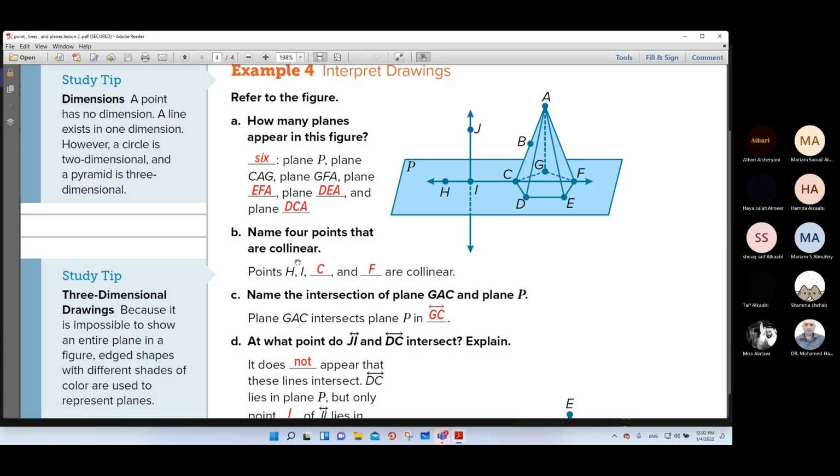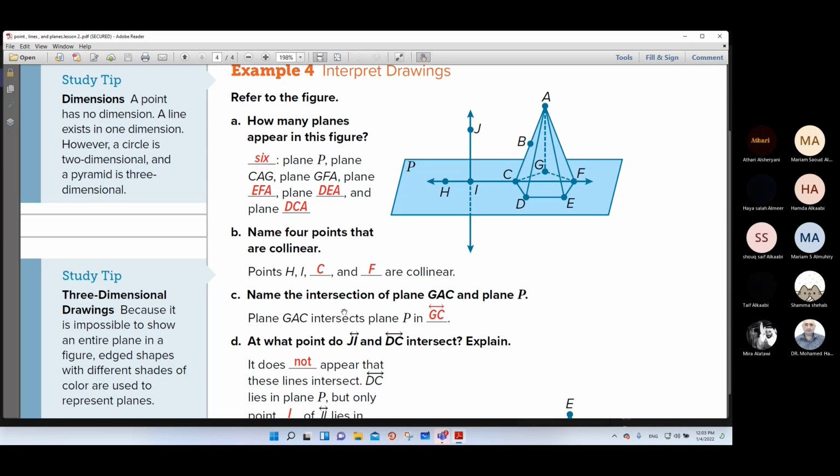Name 4 points that are collinear. Collinear means in the same line. So points H, I, C, F are in the same line. When the points are in the same line, the name of this case is collinear.